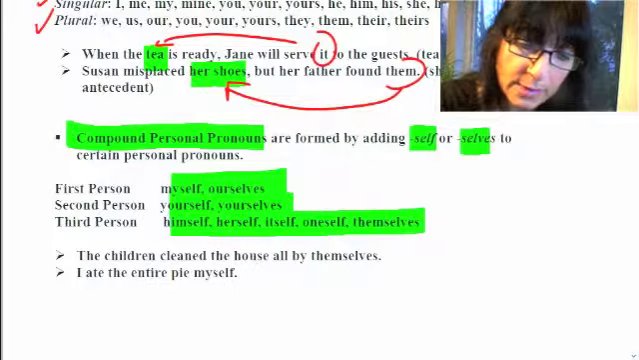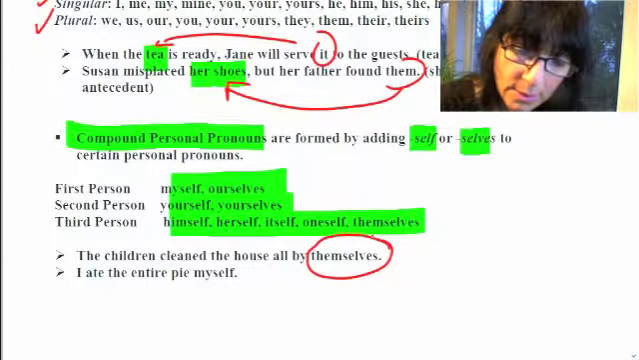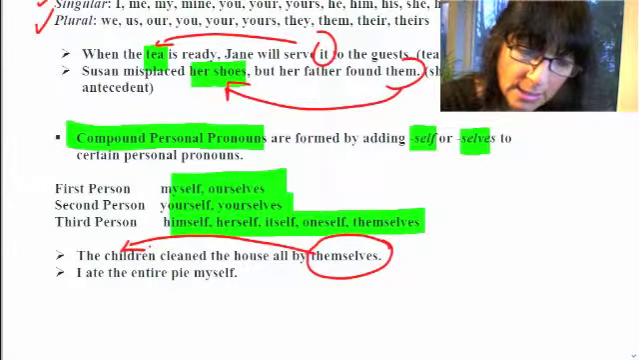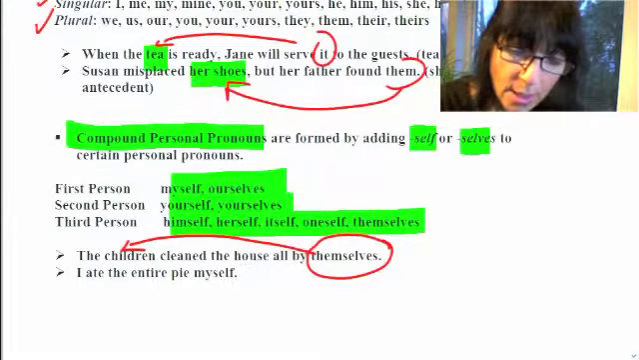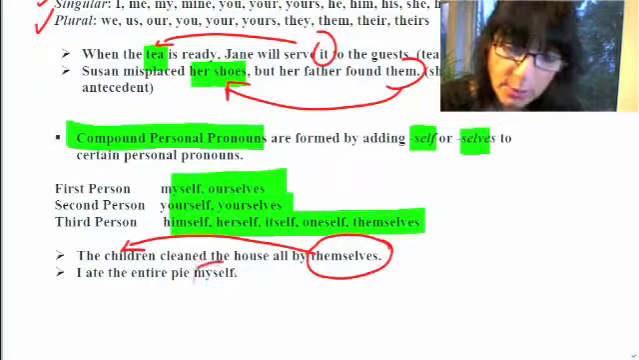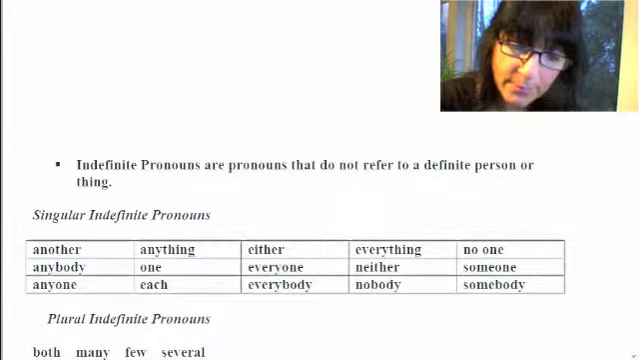Looking at a couple of examples, the children clean the house all by themselves. The compound personal pronoun would be themselves, and it's referring to children. They did it all on their own, all by themselves. The second example, I ate the entire pie myself. Myself is the compound personal pronoun, and it is referring to the fact that I ate it. It's referring to the pronoun I.